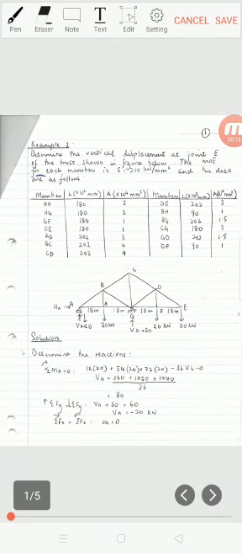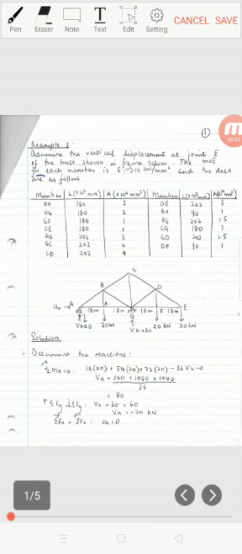In this example, you are asked to find the vertical displacement at joint E of the truss. The elastic modulus of each member is 210 kilonewton per millimeter square, and the data are all given in the table because they are not constant. The L is different for certain members. The cross-section area of each member is also different.